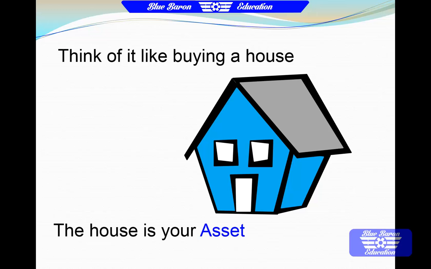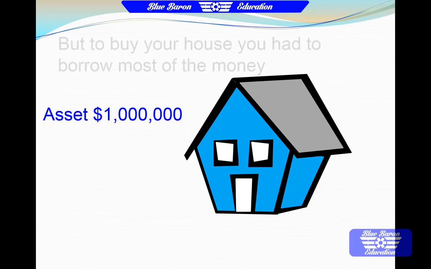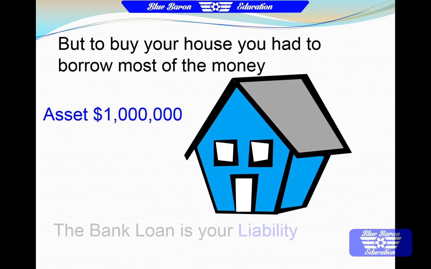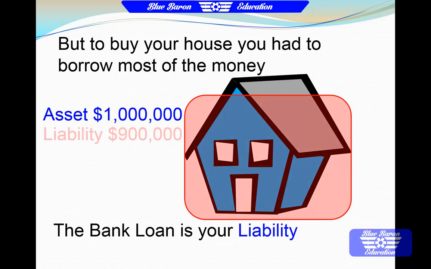You're going to buy a house. That house is your asset. In this case, our asset is worth $1 million. In order to buy that house, we need to go to the bank and borrow the money. So that bank loan is our liability. In this case, we've borrowed $900,000.